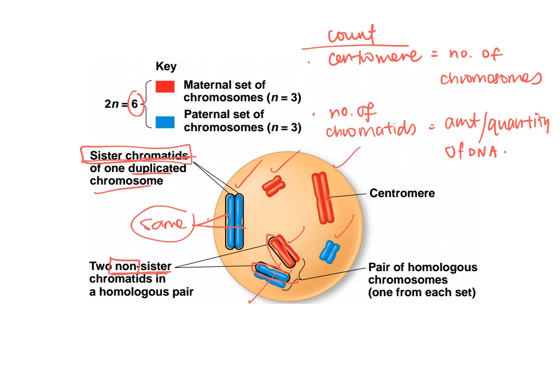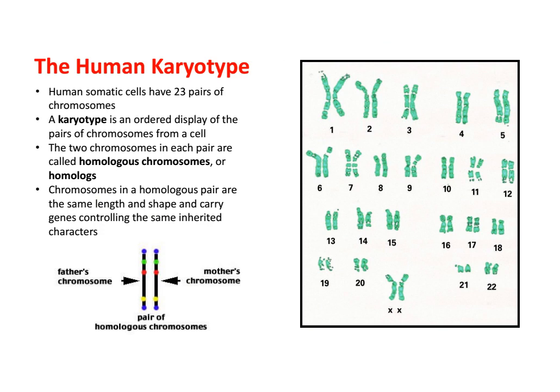And the centromere position is usually at the center here. By drawing here, it will be easier to see. And two of which make up a pair of homologous chromosomes like this. Okay? Back to the human karyotype map.